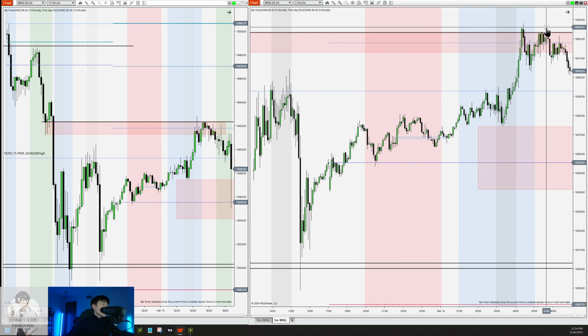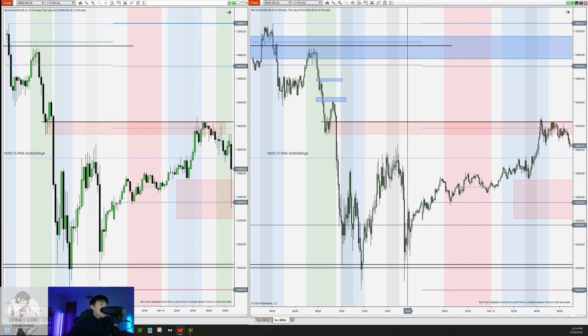So on a 5-minute, we know that there's a fair value gap here. So we know that it's possible it could come up to here, but this area is coupled with this bearish order block. So this is a really nice 5-minute SIBI.